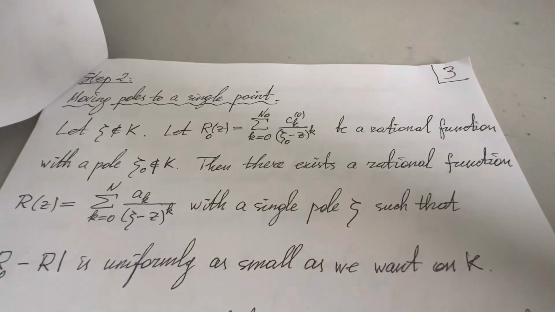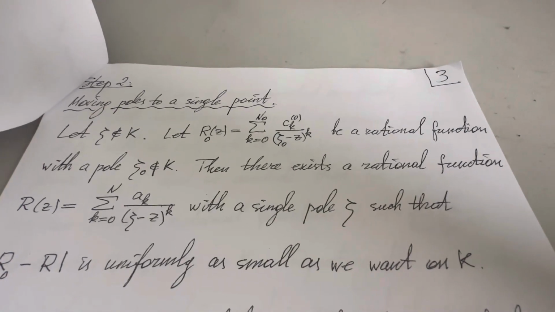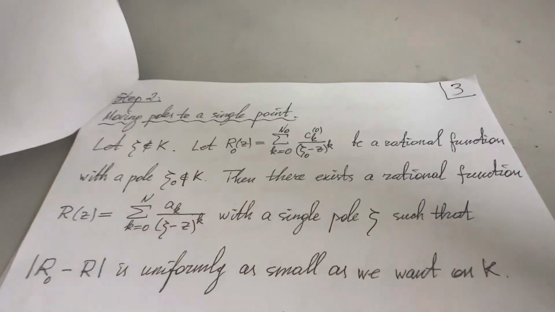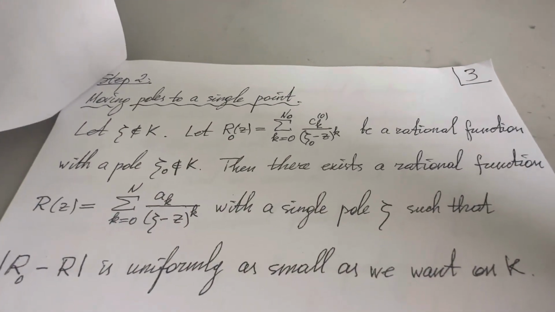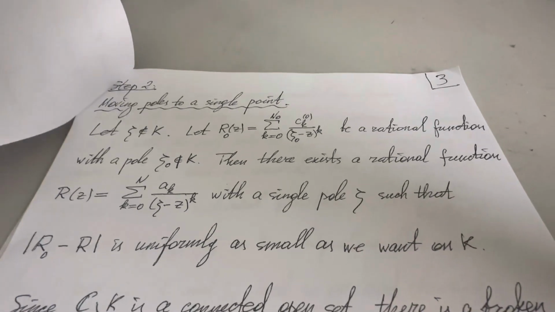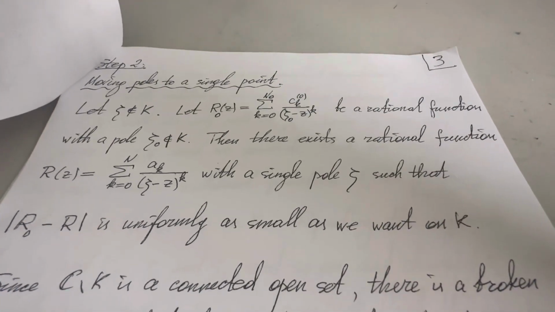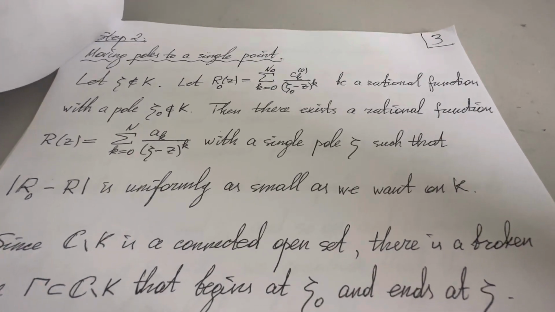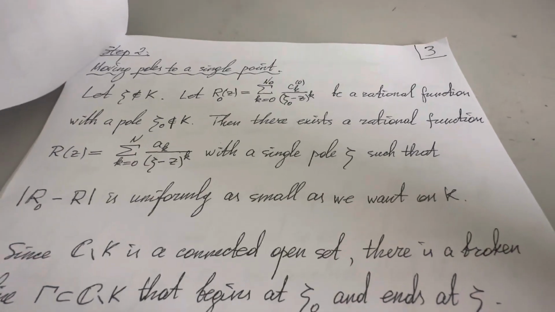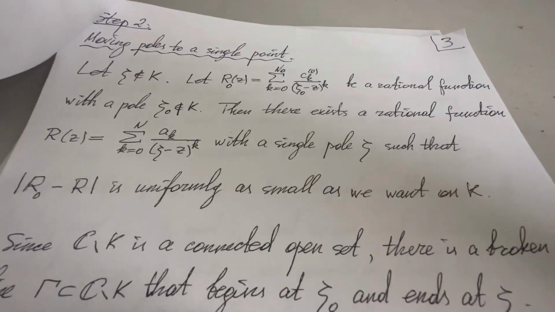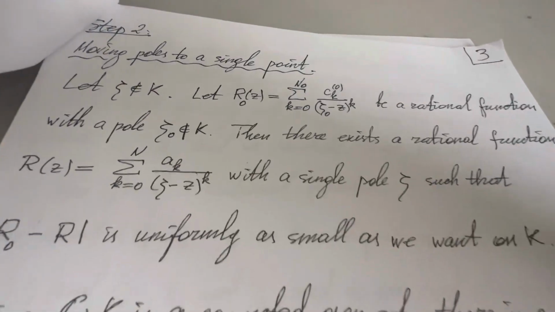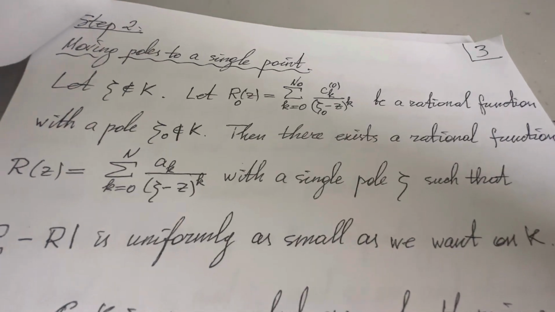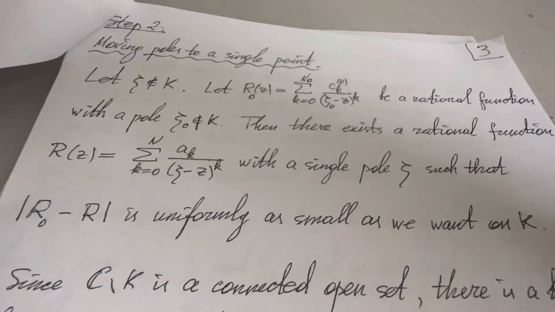Okay, so zeta is not an element of K. Let r sub 0 be some rational function, I should say, with the pole zeta sub 0 not in the compact set K. Then there exists a rational function with a single pole zeta such that the difference between r0 and r is uniformly as small as we want on K. Okay, so why is he able to make these two really close? I think that's probably the thing we just proved, right?